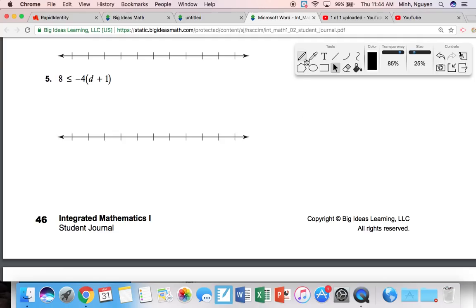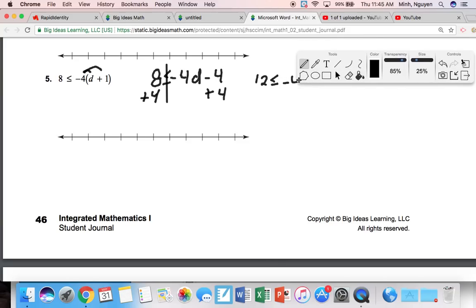Number 5. We're going to distribute this negative 4 by multiplying it. Negative 4 times d is negative 4d. You already know you're going to end up dividing by that negative 4, or you should, at least, if you're picking up on the pattern quickly. You will end up dividing by that negative 4, and when you divide by a negative, you will swap the sign. But let me make that barrier. So we got 12 less than or equal to negative 4d.